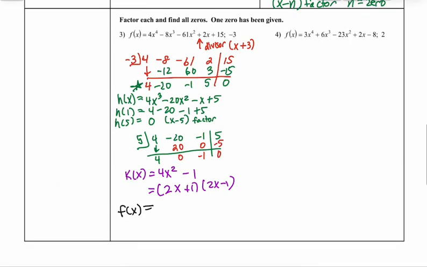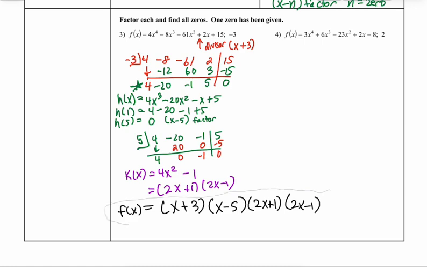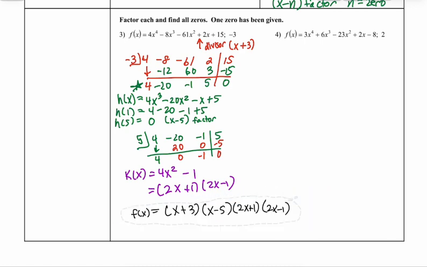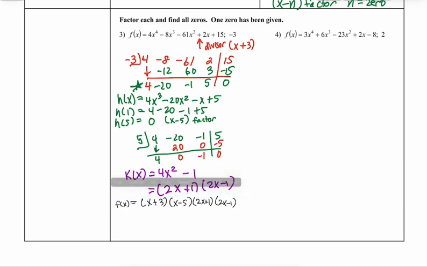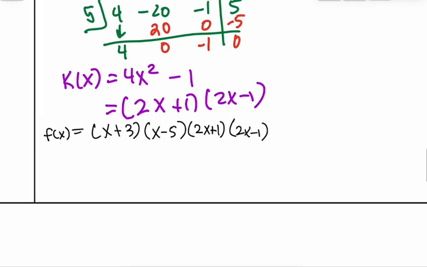What have we taken out? Well, we divided out an x plus 3. We divided out an x minus 5. And then we have 2x plus 1 and 2x minus 1. Okay, so that's what we've got. That is in factored form, which gives us all of the zeros nicely. One was negative 3.